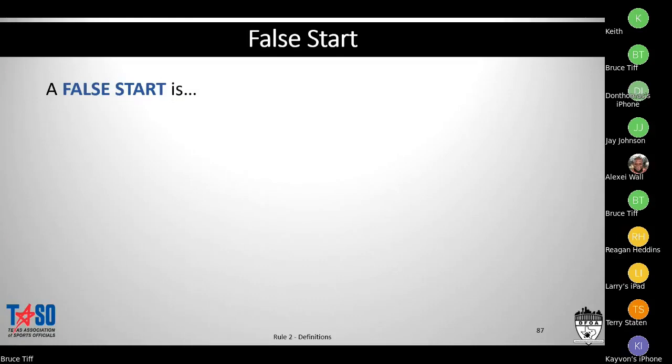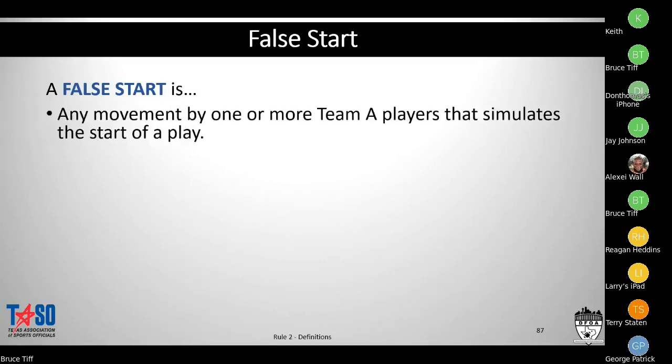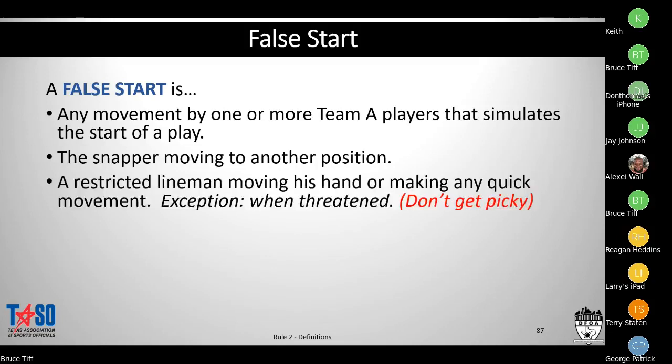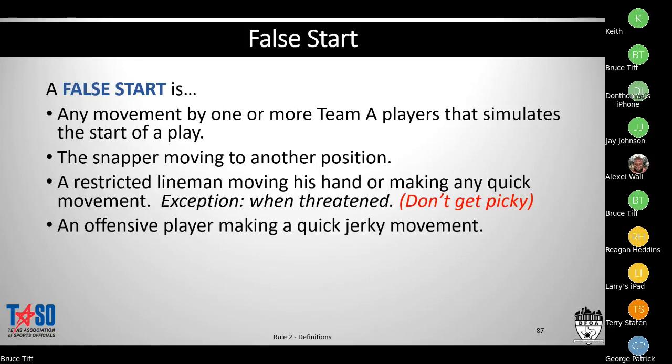False start is any movement by 1 or more offensive players that simulates the start of a play. The snapper moving to another position. A restricted lineman moving his hand or making any quick movement except when threatened. Again, don't get picky in these situations. An offensive player making a quick jerky movement.